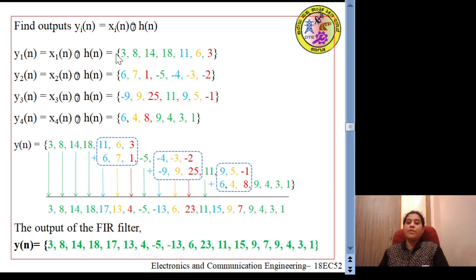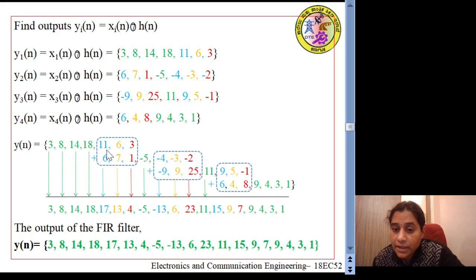Now what exactly we are doing is keeping these blocks of data. Observe 7 values here: first block of output, second block, third block, fourth block. See how we are keeping them: the last m minus 1 samples of a block coincide with the first m minus 1 samples of the next block. The last m minus 1 samples of the second output block coincide with the first m minus 1 samples of the third block, and similarly the last m minus 1 samples of the third block coincide with the first m minus 1 samples of the fourth block of output.